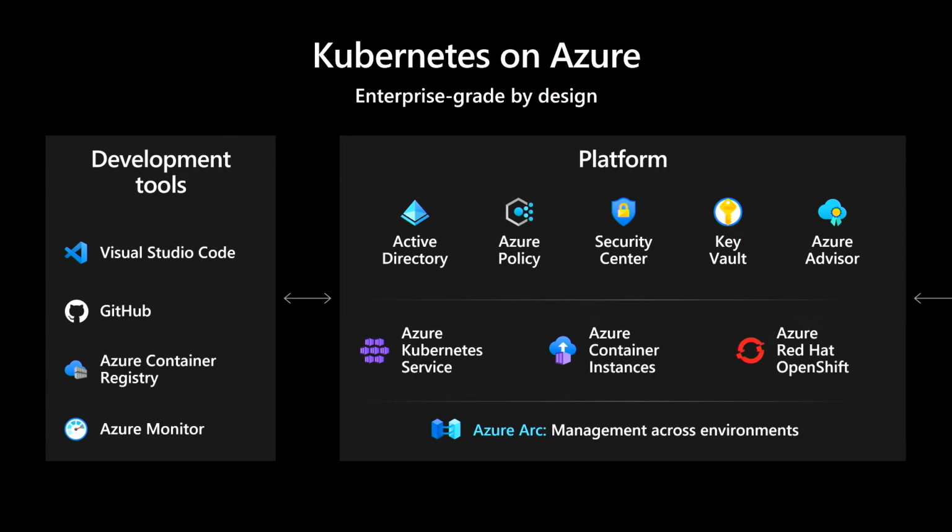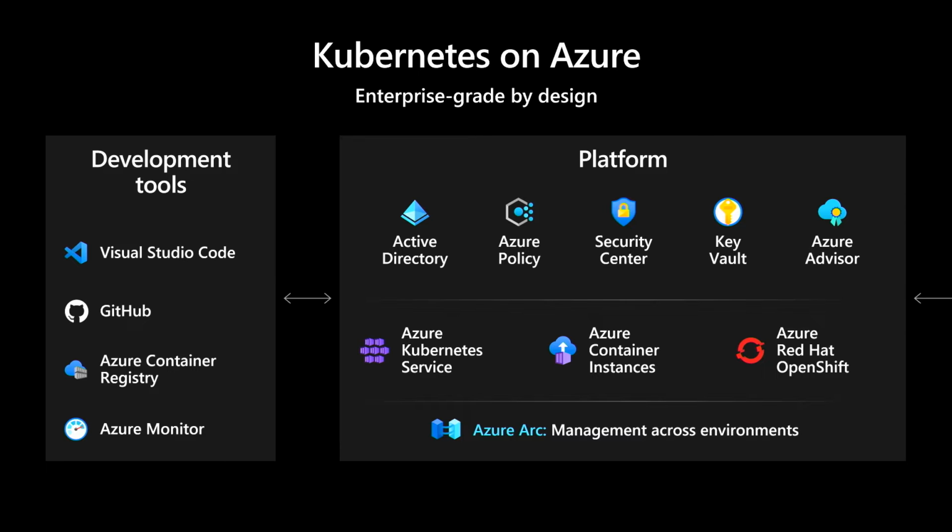As such, AKS is more than just a managed Kubernetes service. Together with Azure and Microsoft's tools and ecosystem, it's a full enterprise platform to host your applications and deliver value to your business. You can leverage VS Code and GitHub for your container-driven development processes, Azure Container Registry as your image repository, and Azure Monitor for Containers as your end-to-end monitoring and logging solution.